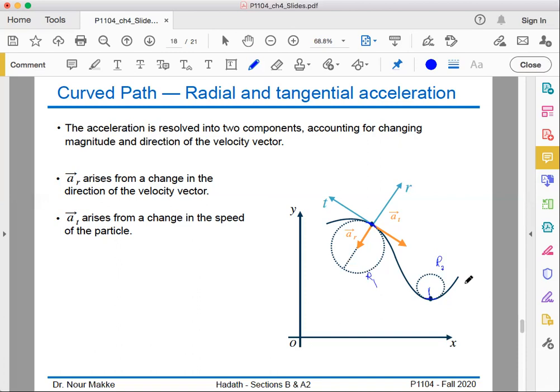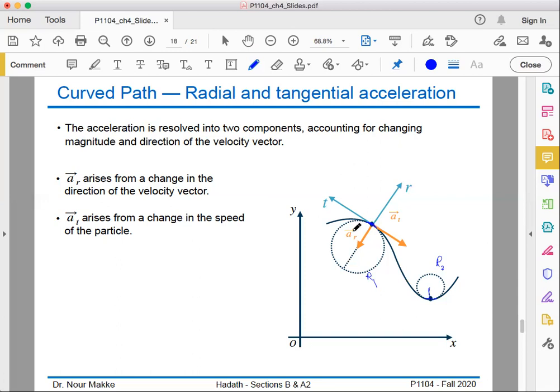So whenever we're dealing with a curved path, we will need to define two components of the acceleration, a radial component and a tangential component. The acceleration, therefore, has two components. AR, which arises from a change in the direction of the velocity vector. So AR is responsible for the change in the direction of the velocity. And this is why it points inward. So basically, AR is the same as AC in terms of magnitude.